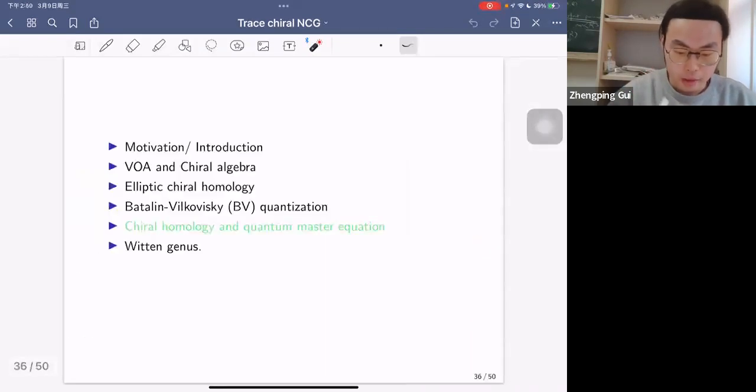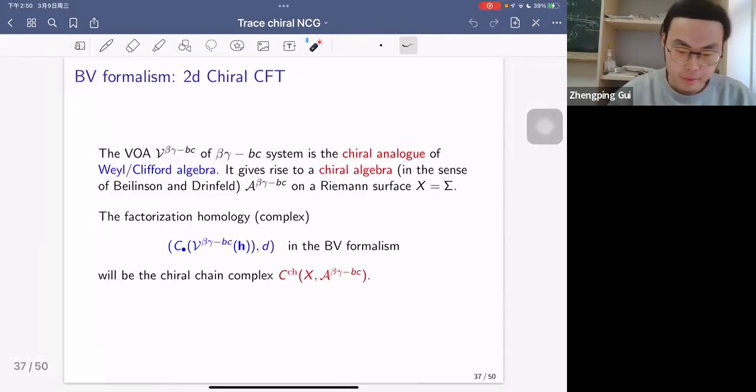So now we want to generalize this procedure to the two-dimensional case. The algebra structure here now is the beta gamma bc system, which is a kind of chiral version of the Weyl or Clifford algebra. Using the construction I mentioned before, we can construct a chiral algebra on the Riemann surface. And the factorization complex, which in the one-dimensional case is the Hochschild complex, here is the chiral chain complex.